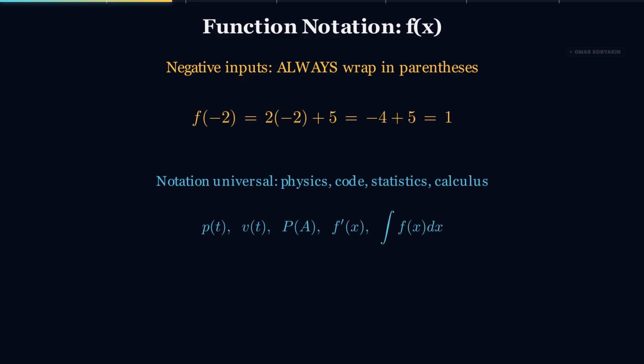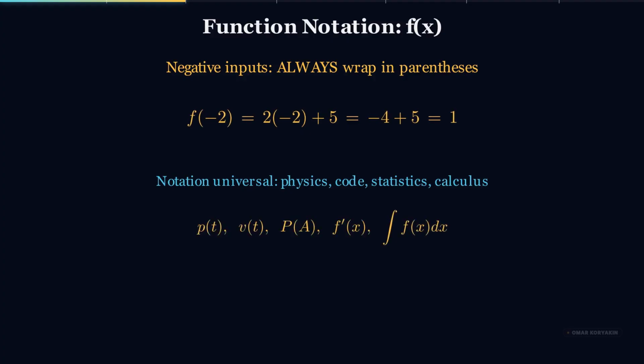Step 3. Apply PEMDAS to the substituted expression to compute the output. 2 times 3 plus 5 equals 6 plus 5 equals 11, so f of 3 equals 11. The notation also serves as a label for the resulting numerical value. The symbol f of 3 refers to the specific number 11 in this case, and can be used in further calculations as if it were just the number 11.